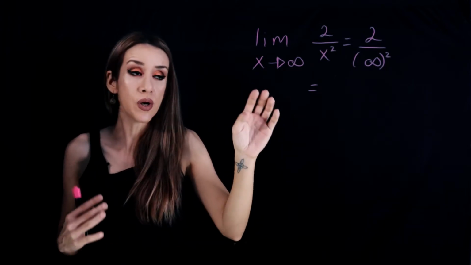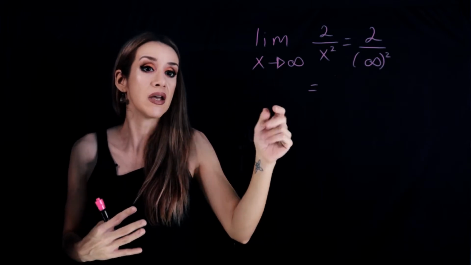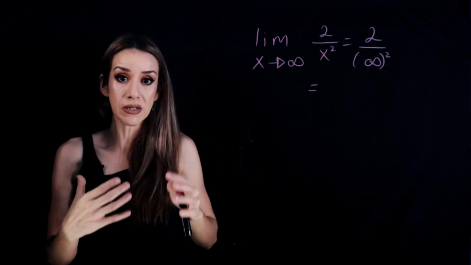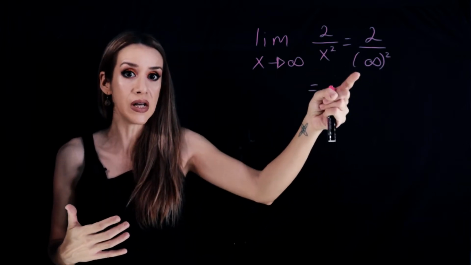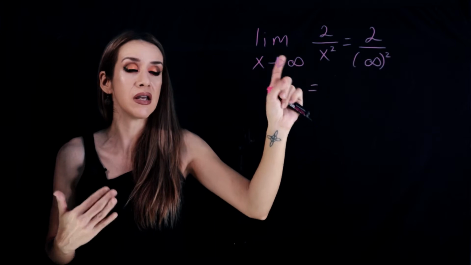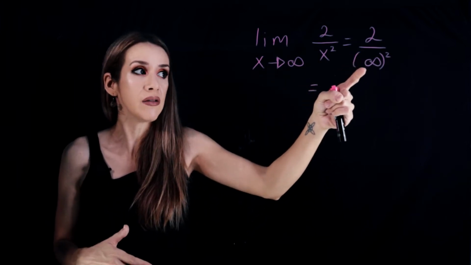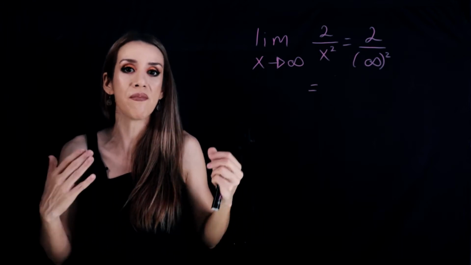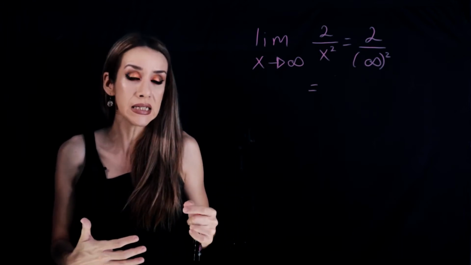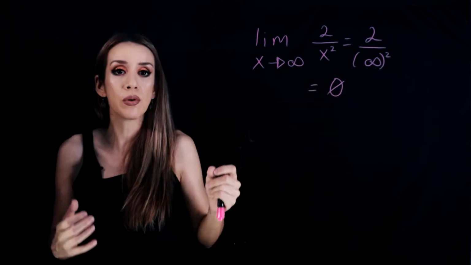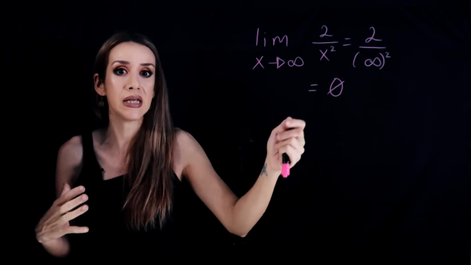See, in this case, we're finding the limit as x approaches infinity for the function 2 over x squared, which means that we're going to plug in infinity every time that we find an x in this function. Basically, what we have here is 2 divided by a very large number. And this is equal to 0, right? But why is the result of this limit 0?